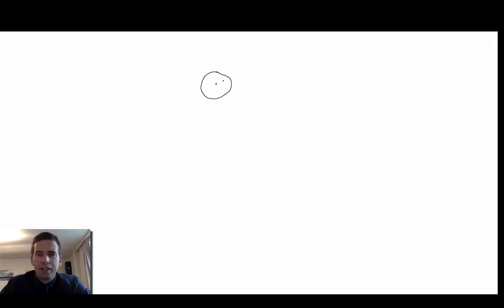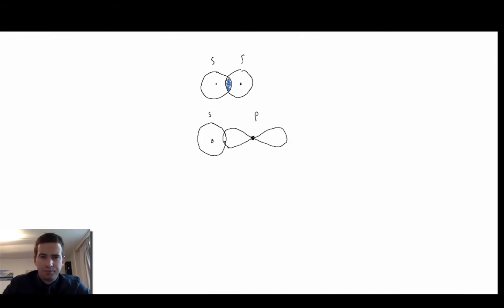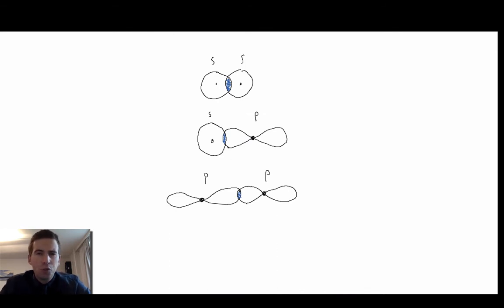So hopefully you'll recognize the shape of an s orbital. So when we get 2 s orbitals overlapping, we can form a covalent bond. We can also have an s orbital overlapping with a p orbital, or we can have 2 p orbitals overlapping. Now each of these covalent bonds involves the orbitals overlapping in line. So you can see the overlap in all cases is in line with the centers of the 2 atoms.